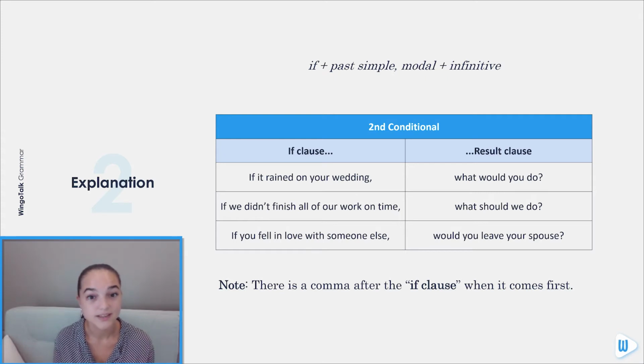The if clause, if it rained on your wedding, is followed by the result clause. What would you do? If it rained on your wedding, what would you do? If we didn't finish all of our work on time, what should we do? If you fell in love with someone else, would you leave your spouse? There is a comma after the if clause when the if clause comes first.